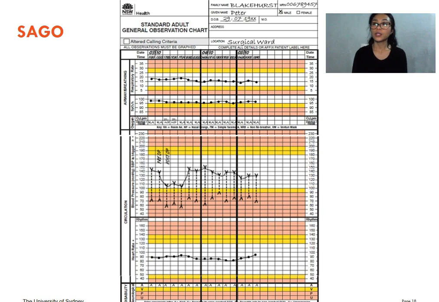So with his SAGO chart here, you can see Peter Blakehurst is the patient, and it's now 2 o'clock in the afternoon. The vital signs were last taken at 12:40. It can be a little bit difficult to see, but this is the time of 12:40 in the afternoon. The respiratory rate is 14. The oxygen saturations are 99% on room air. The blood pressure is 130 on 70, and the heart rate is 95 beats per minute. He is alert.